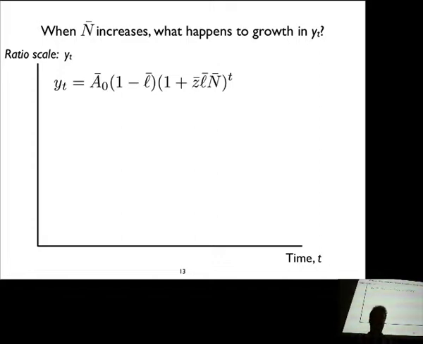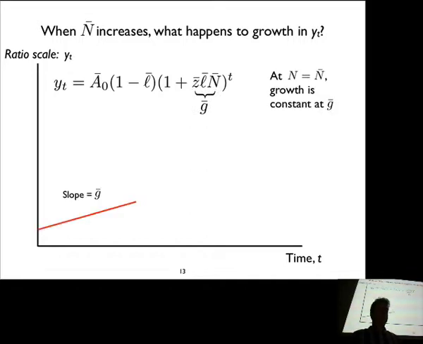Suppose we were to imagine an increase in the population. For a country, it could be new immigrants arrive, and so they swell the population. For the world at large, it could be, well, suppose the global climate becomes a little bit more hospitable, and so crops don't die off as much, and people are able to survive more, so the population rises. So when N increases, what happens to growth in income per person? The other part of the question is what happens to the level of income per person, little y?